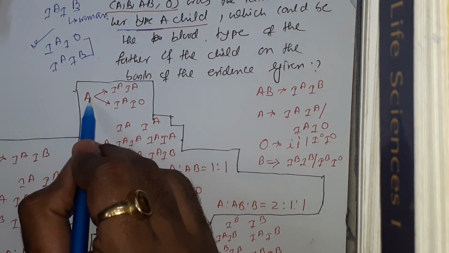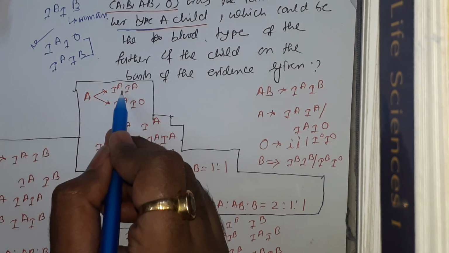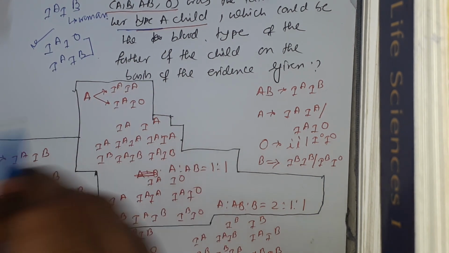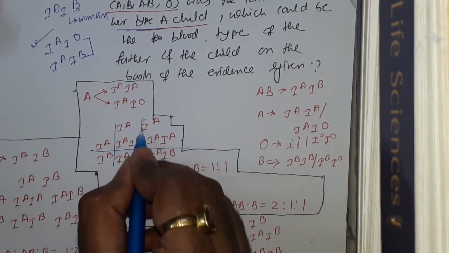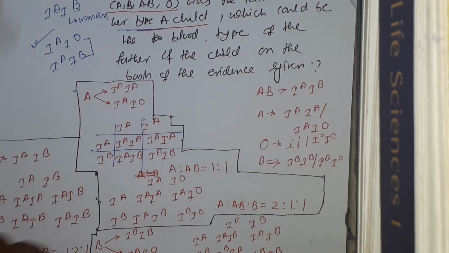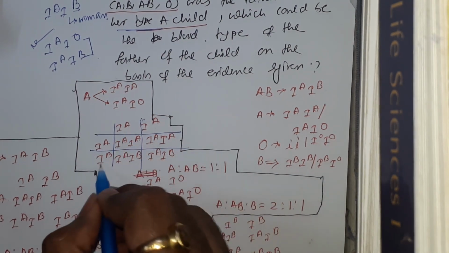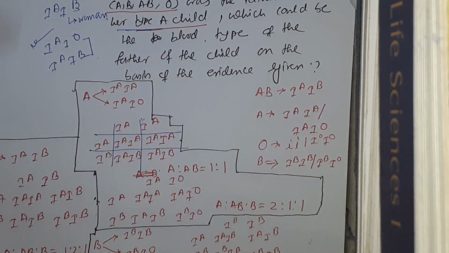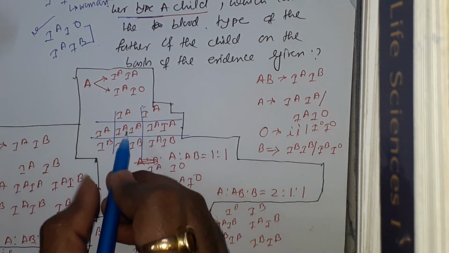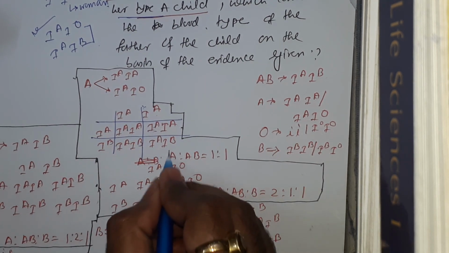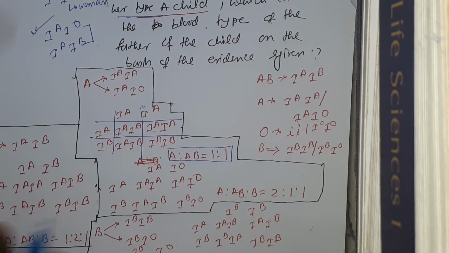In case of the A blood group, we have two possible options: one is IA IA, and the other is IA i. When we make the Punnett square, we will have something like that. I hope you all are able to do this Punnett square. The possible progeny will be A or AB, in a 1:1 ratio.